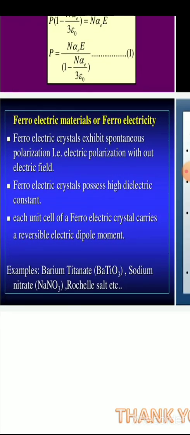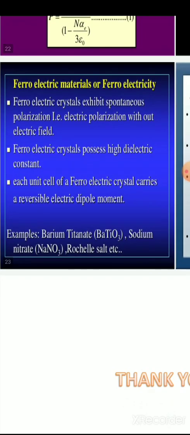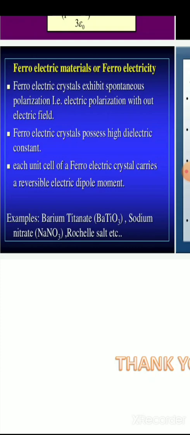Ferroelectric crystals possess a high dielectric constant, and each unit cell of a ferroelectric crystal carries a reversible electric dipole moment. It always carries a reversible electric dipole moment. Examples: barium titanate, BaTiO3, sodium nitrate, NaNO3, and Rochelle salt, and so on.